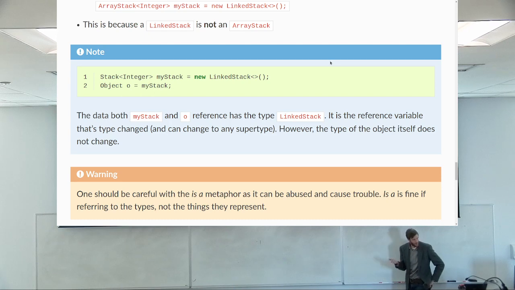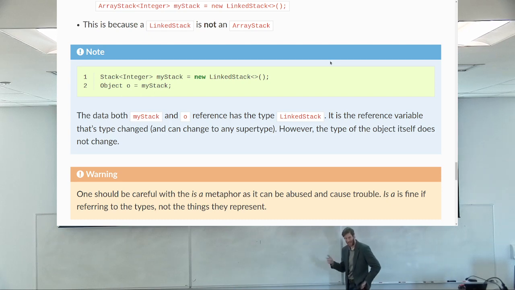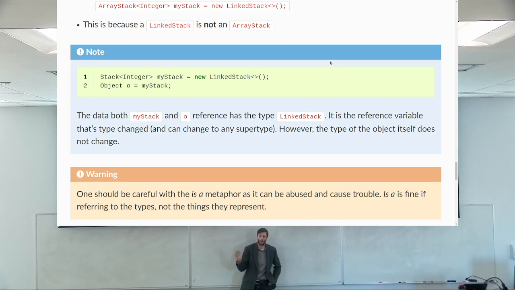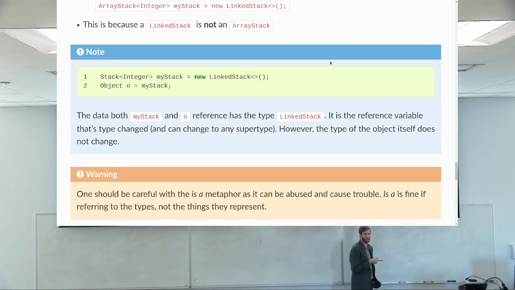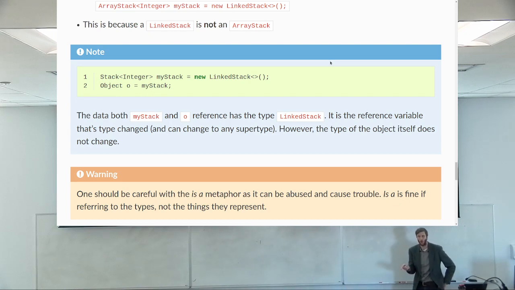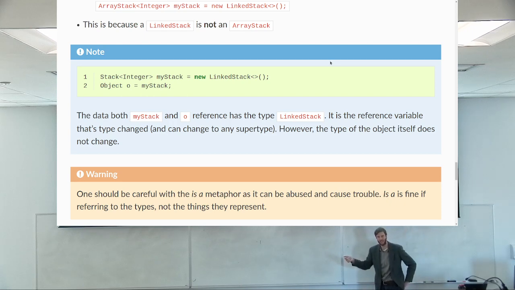The reference variable type can change, but the actual type of the object itself remains the same. It doesn't matter if a stack reference variable is referencing the linked stack or the object reference variable is referencing the linked stack. It's always a linked stack. That doesn't change.